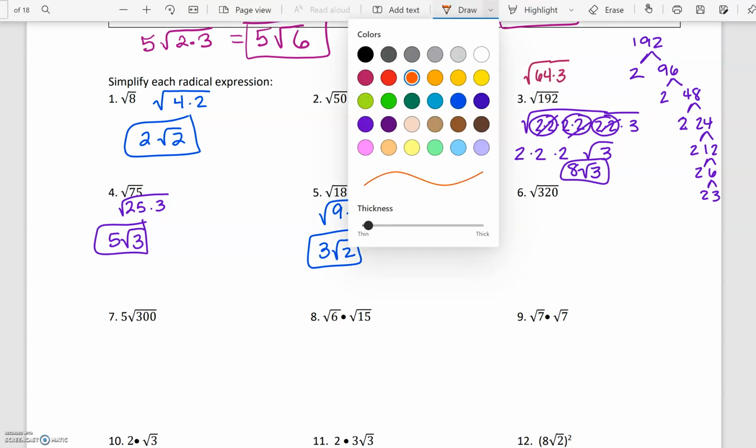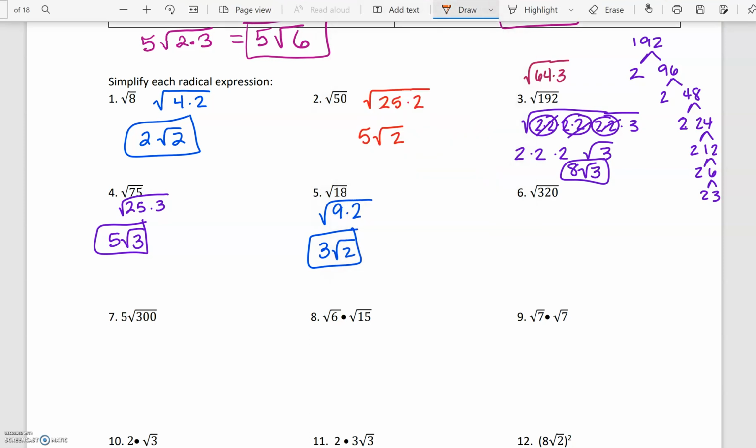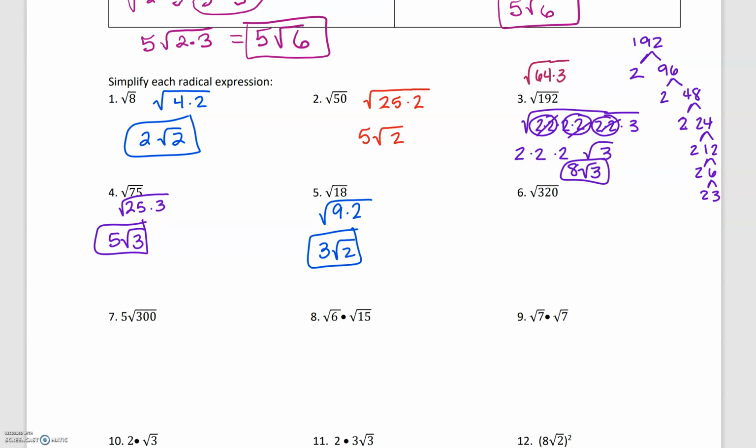When it's bigger, like 320, a lot of people go for 4, and they would say, yay, 4 works. Well, you want to make sure you, again, get the biggest one, because if you take 320 and divide it by 4, you get 80, which still has a 4 in there. And so keep going until you get the biggest one, which would be 64 and 5. And so 64 becomes 8 and 5 stays home.